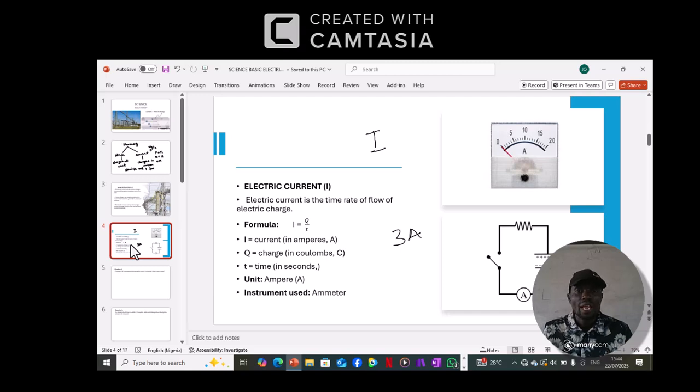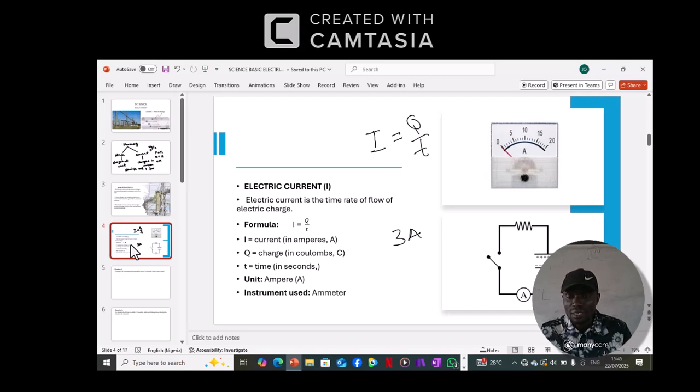So that is why current is Q over T. I equals Q over T, that is quantity of electric charges over time. That is what gives us current. And the instrument that we use to measure current is called an ammeter. You can see the ammeter here.